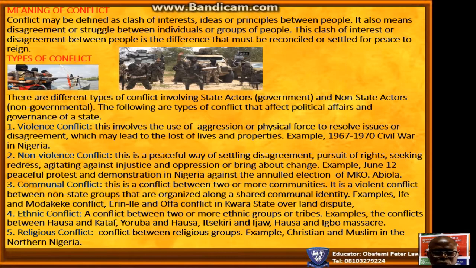So we have examples like the June 12 peaceful protest and demonstration in Nigeria against the annulled election of M.K.O. Abiola. Also, we have the agitation, the demonstration or protest against rape in the country, Nigeria. It's also a kind of non-violence conflict. But this non-violence conflict, if it is not appropriately managed, might develop into violence conflict.